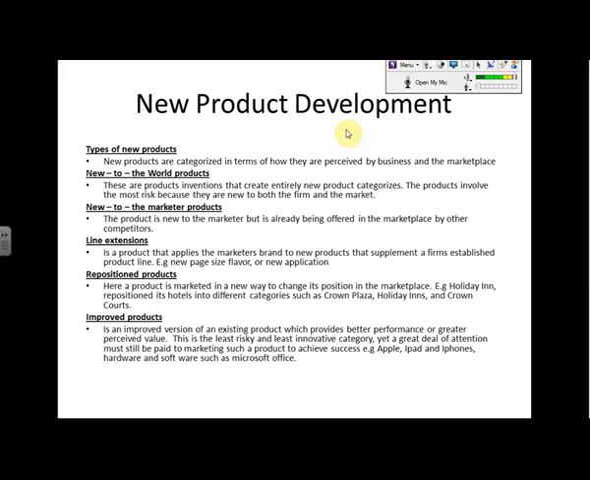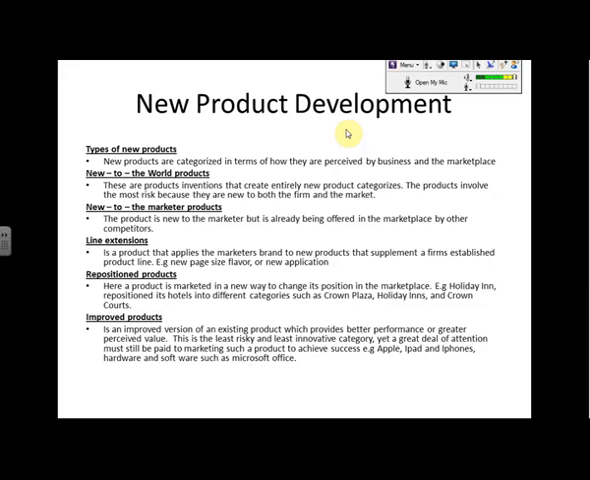And then we find what is known as repositioned products. Here, a product is marketed in a new way to change its position in the marketplace. Remember, we have already looked at positioning, and we have said this is not only about location, but it is more of perception. It is more of the image. So you are repositioning it to change the perception consumers have about the place.